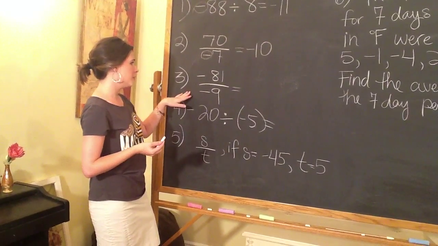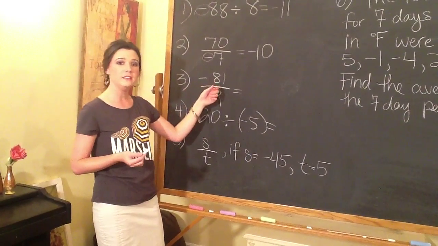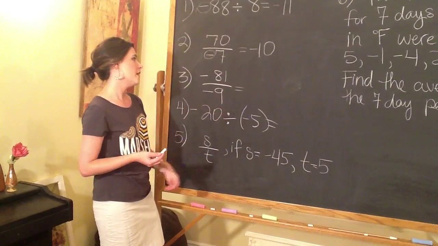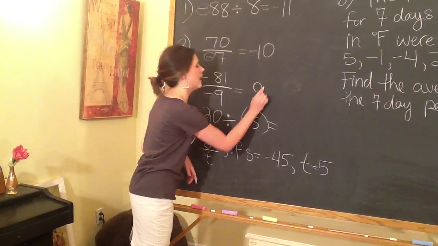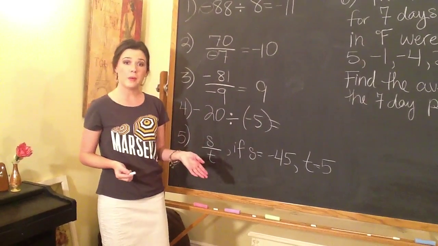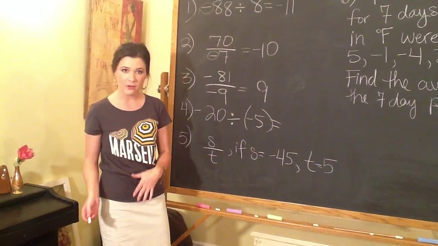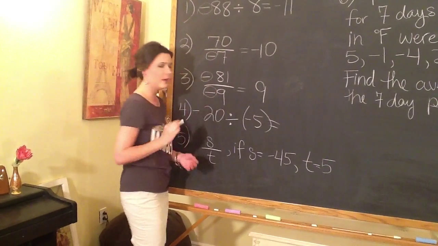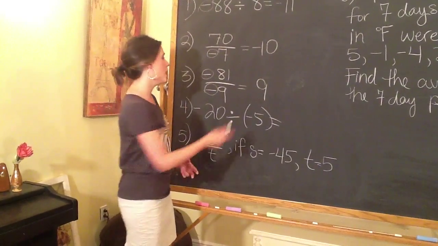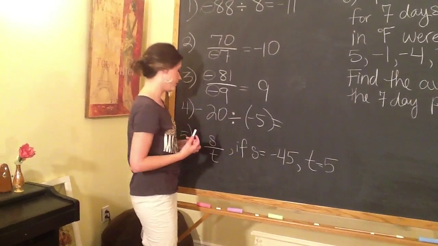Okay, example number 3, we have negative 81 divided by negative 9. And so let's go ahead and divide it. 81 divided by 9 gives us 9. And is our 9 going to be positive or negative? So let's go ahead and count our negative signs. We have 1, 2. And since 2 is an even number, our answer is going to be positive.